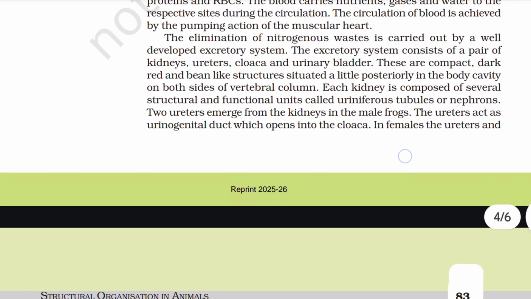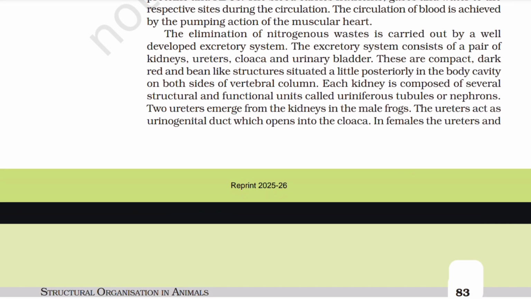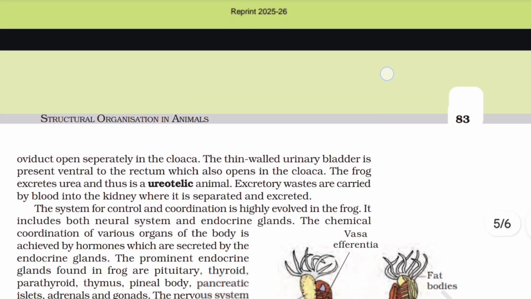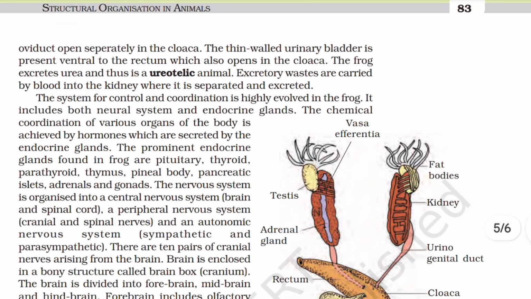2 ureters emerge from the kidneys in male frogs. The ureters act as urinogenital duct which opens into the cloaca. In females, the ureters and oviduct open separately in the cloaca. The thin-walled urinary bladder is present ventral to the rectum, which also opens in the cloaca. The frog excretes urea and thus is ureotelic animal. Excretory waste are carried by the blood into the kidney, where it is separated and excreted.